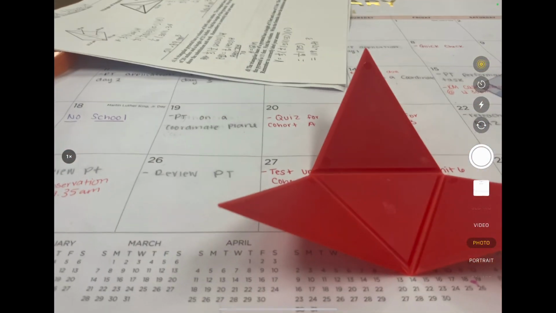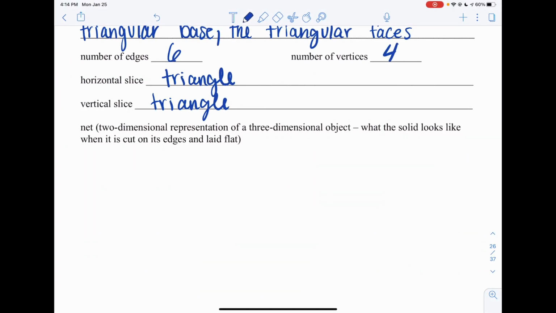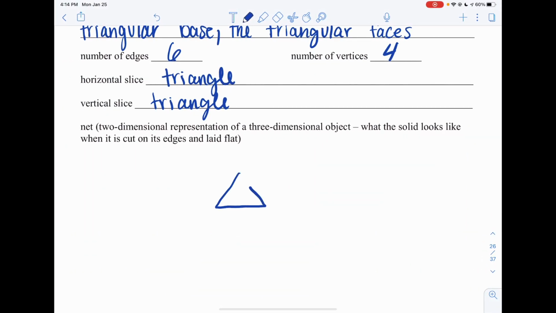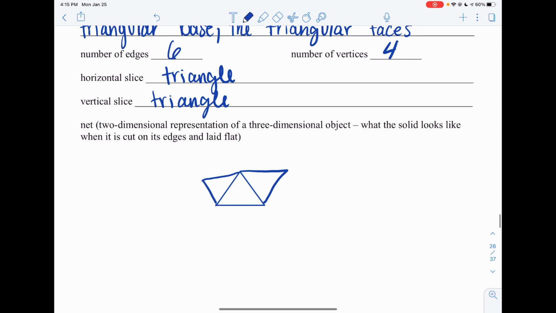So going back to my notes, I'm going to have one triangle, and then I'm going to have 3 triangles off of the sides. Oops, I did not want to grow. Okay. My drawing is a little rough, don't judge.